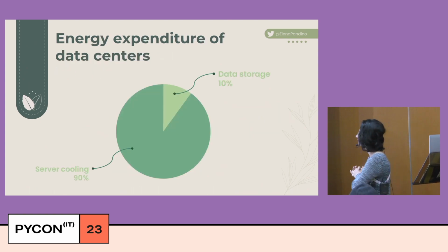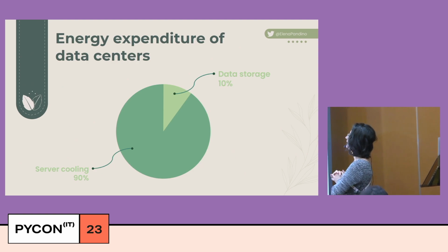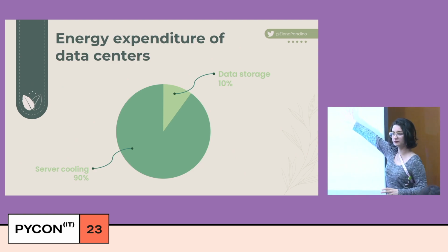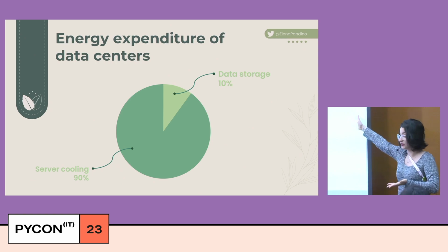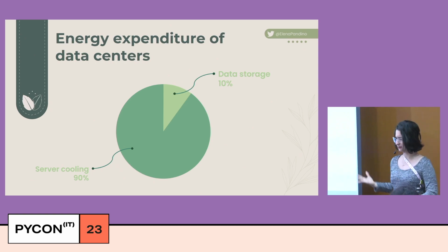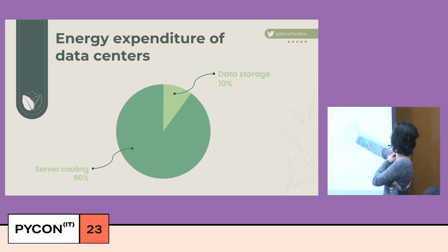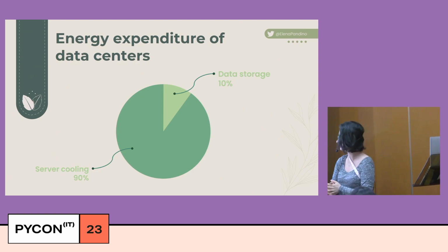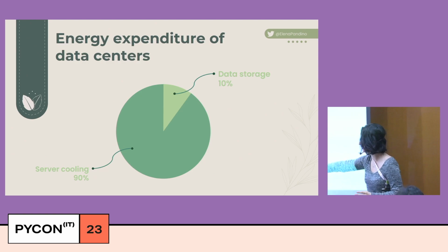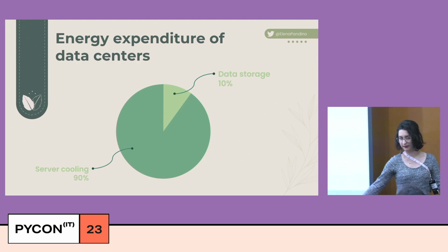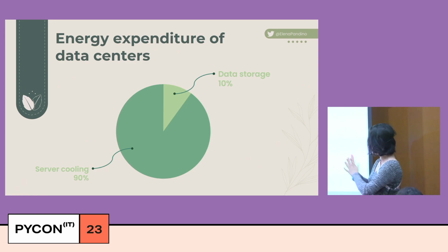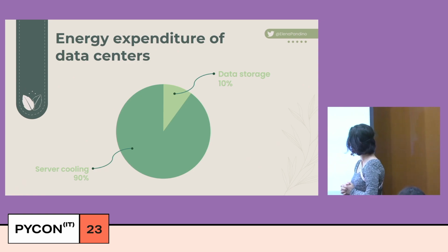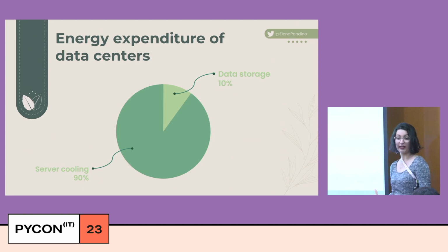The answer is 10% is for data storage. And this is something up to the users. Okay, so we can do something in general for this data. I mean, we as people that are using data centers. But 90%, that is at the end the majority, is for server cooling. Okay. A lot of people have seen this data and then they say, okay, we can work here.